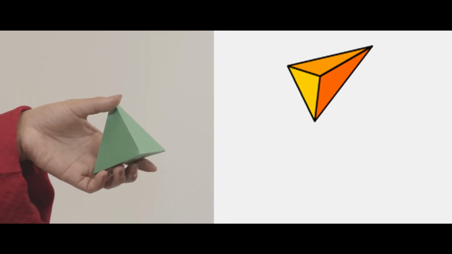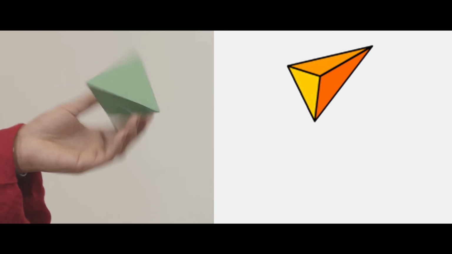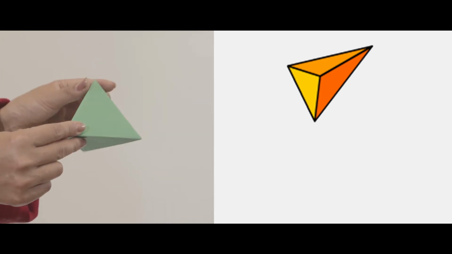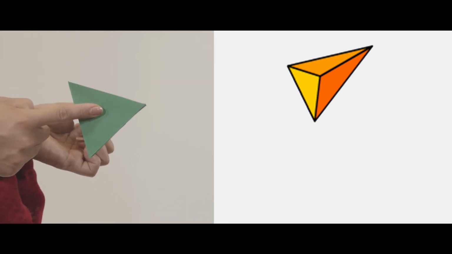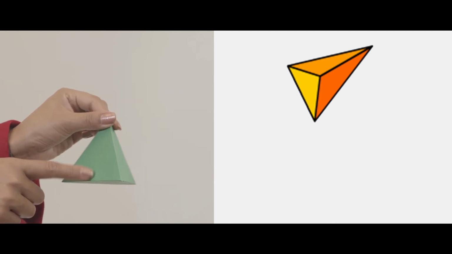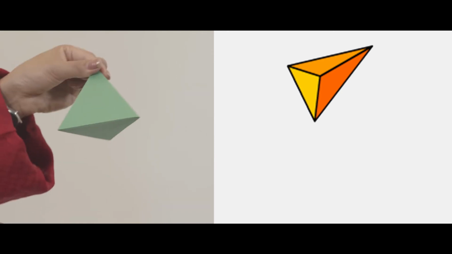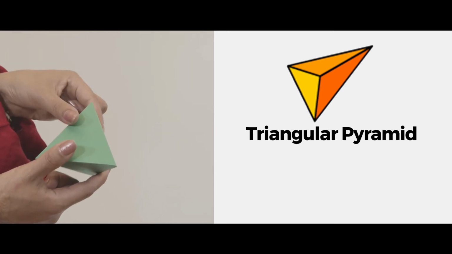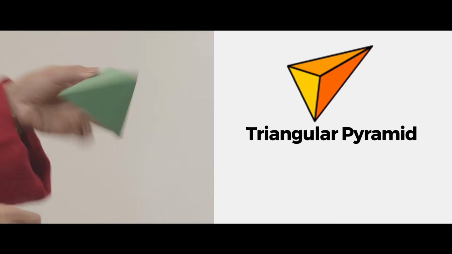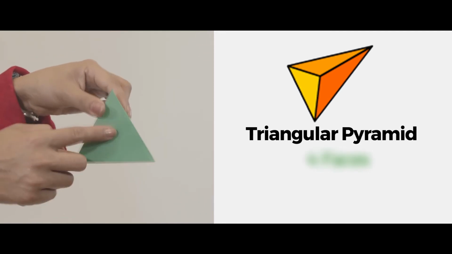Now let us look at another shape here. Look at this shape carefully. Okay. Now, this shape has 1 triangular base and then triangular faces here which join at the apex here. So this is a triangular pyramid. Okay, how many faces does it have? Let's count. 1, 2, 3, and 4 faces.